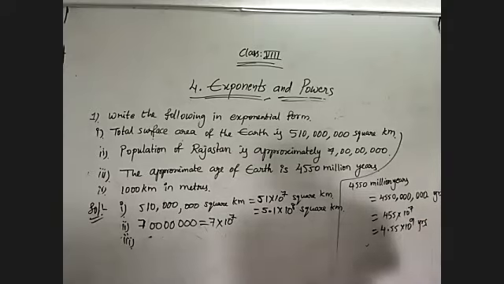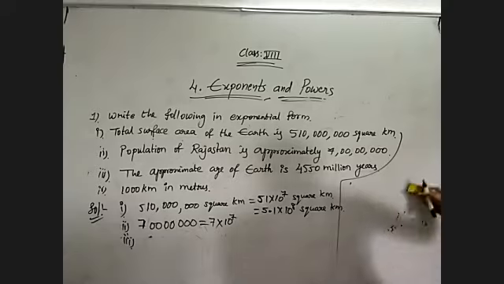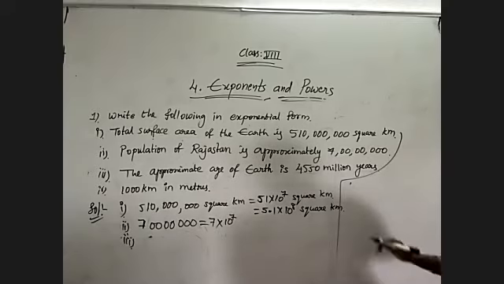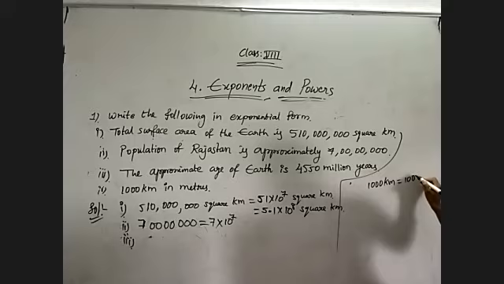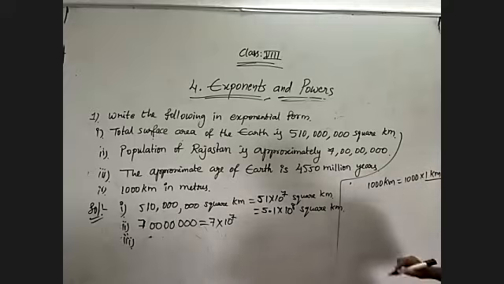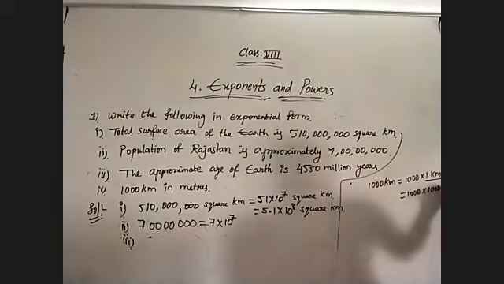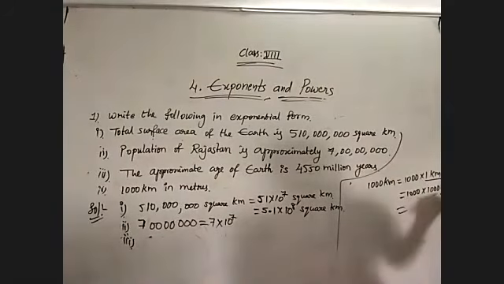That's all. And the last question, 1,000 kilometers in meters. So what is the relation between meter and kilometer? 1,000 kilometers is equal to 1,000 into 1 kilometer. So 1 kilometer is nothing but 1,000 meters, into 1,000 meters. So totally 6 zeros we got, that is 10 to the power of 6 meters. That's all.